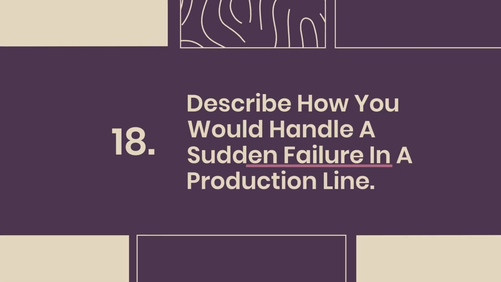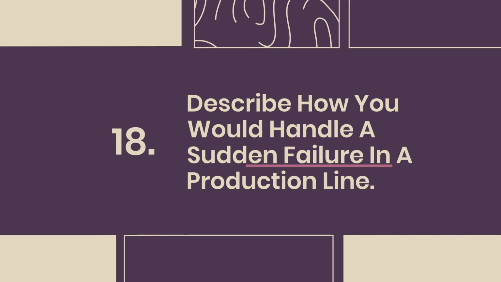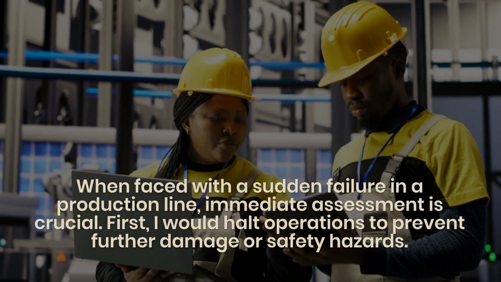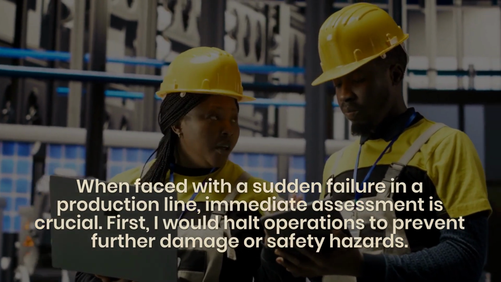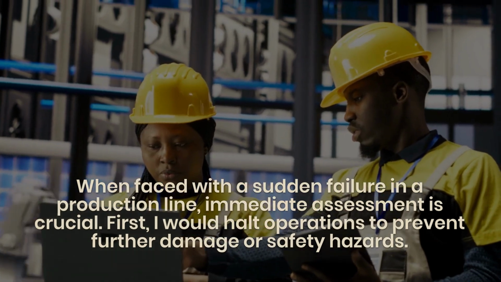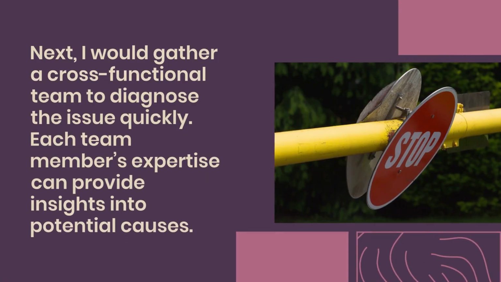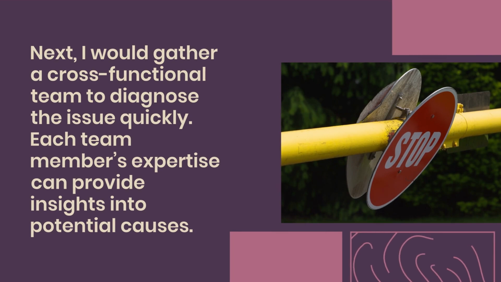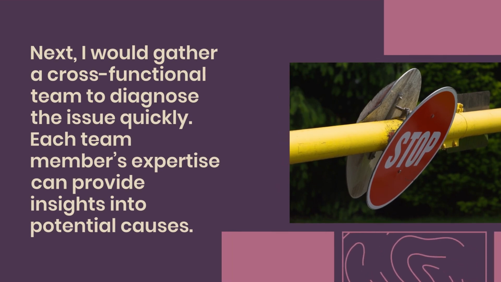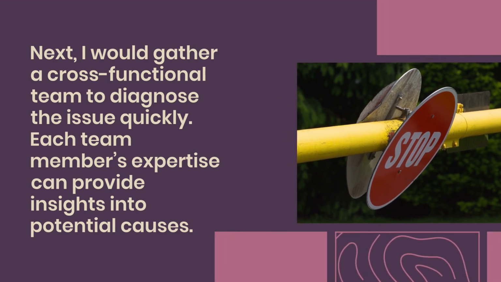18. Describe how you would handle a sudden failure in a production line. When faced with a sudden failure in a production line, immediate assessment is crucial. First, I would halt operations to prevent further damage or safety hazards. Next, I would gather a cross-functional team to diagnose the issue quickly. Each team member's expertise can provide insights into potential causes.